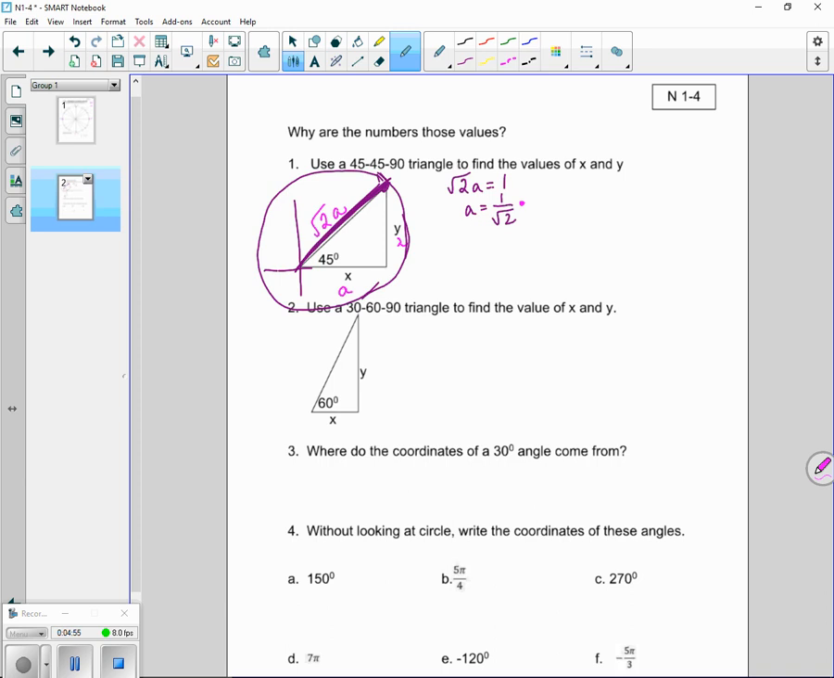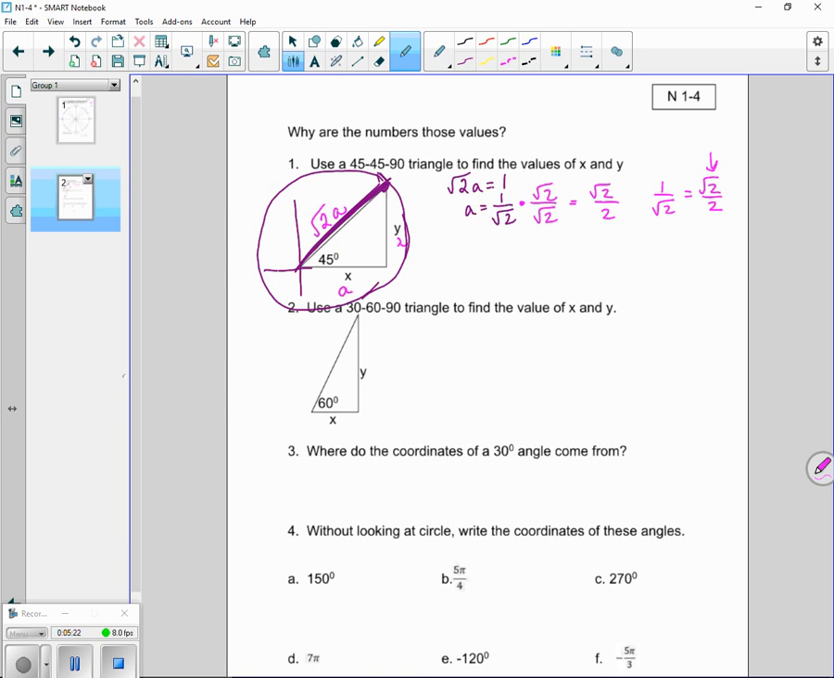So in order to get rid of that, I am going to multiply by, of course, 1. That's the only thing I'm allowed to multiply by. And I would get the square root of 2 over 2. So you need to understand that 1 over square root of 2 and square root of 2 over 2 are the same value. This is the one that you're going to need to write. So we do want you to rationalize when you're writing these coordinates.